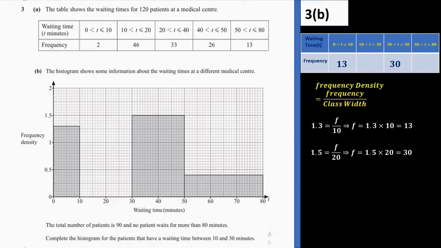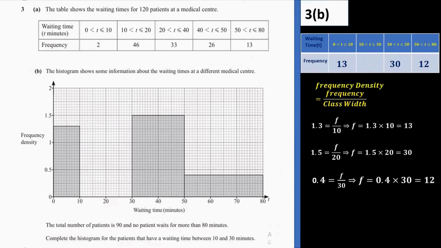Then we look at the last class. The last class contains the interval 50 to 80, and the frequency density is 0.4. It rises up to 0.4. The width of the class is 80 minus 50, which is 30. So we have frequency over 30 equals 0.4. When we make frequency the subject, it is 30 times 0.4, and that gives us 12.